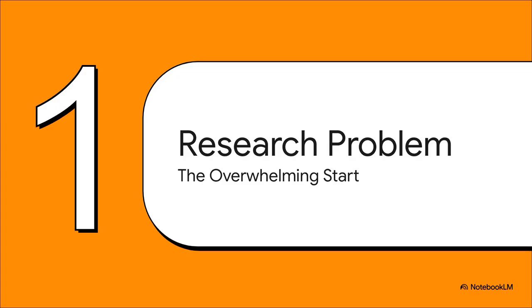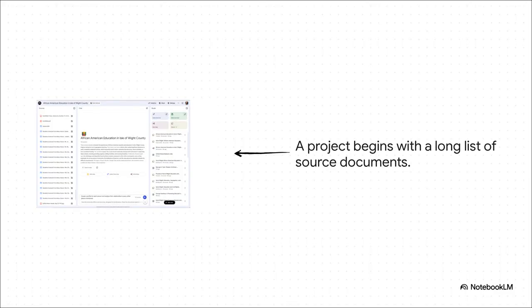You know, pretty much every big research project, doesn't matter if it's history or science or business, it always starts with the exact same problem. You are just completely swamped with source material. So take a look at this. This is a pretty typical starting point for, say, a historical project. You've got newspaper articles, transcripts, interviews with students, just a massive list of individual files.